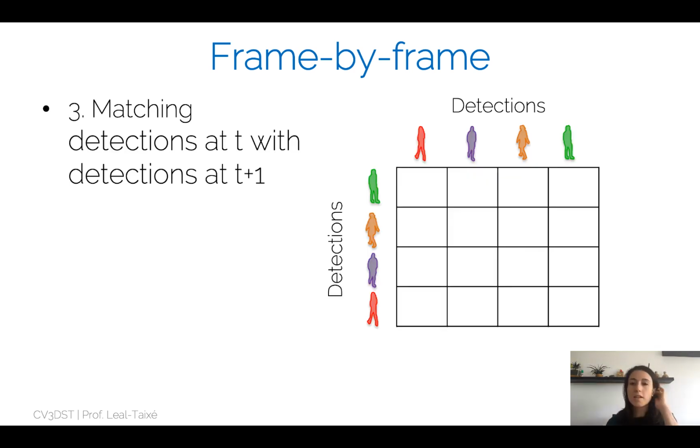Now, the matching here is the key part. So the question is, how can I actually match these detections at frame t with the detections at frame t plus 1? So what kind of information do I use to match these two detections?